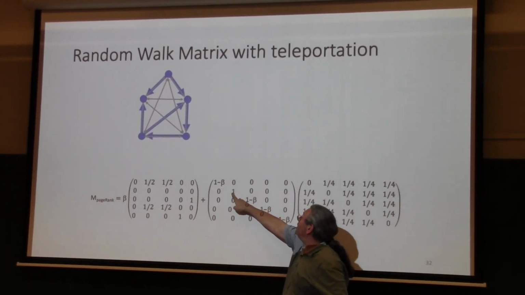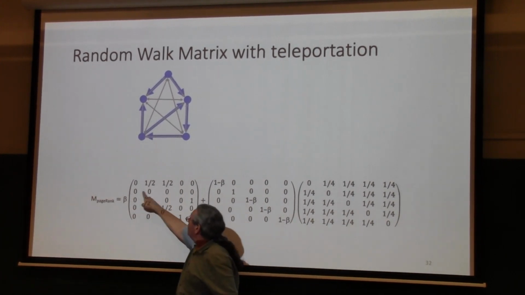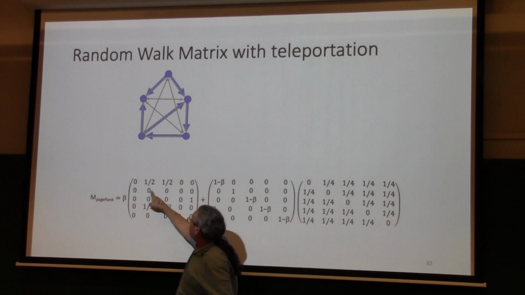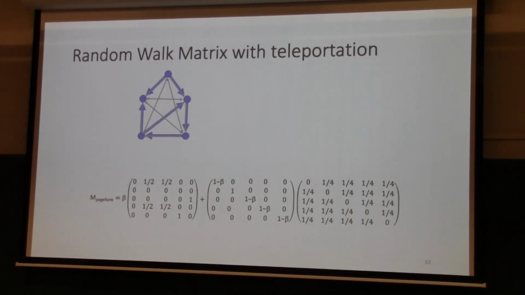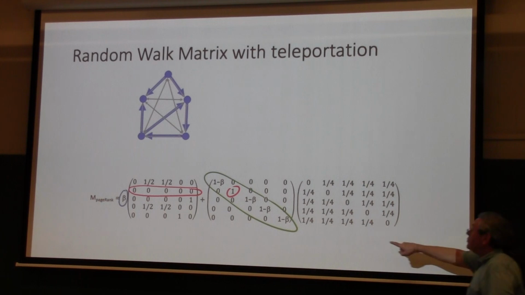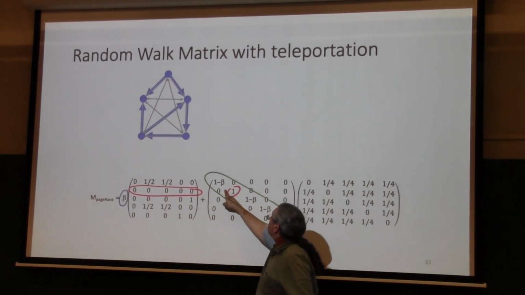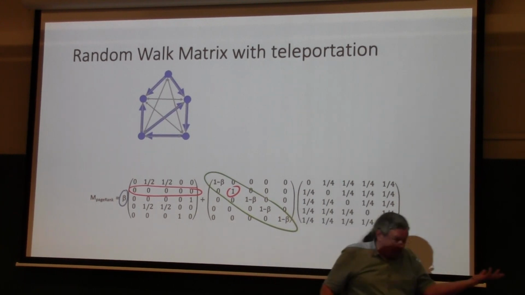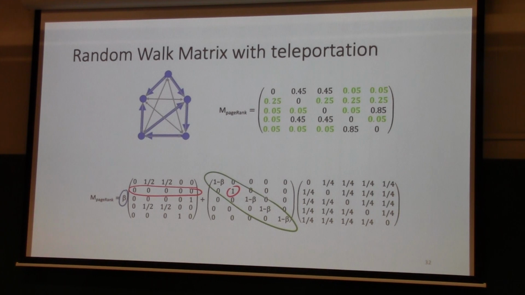Well, that's because it's a dead end. You can't get out here. There's nothing here. So that means for the dead ends, you have to have an immediate teleport. Okay? So you have 1 minus beta if these are not all zeros. But if it's a 0, you have to get out with probability 1. Okay? So that gives me this matrix here.